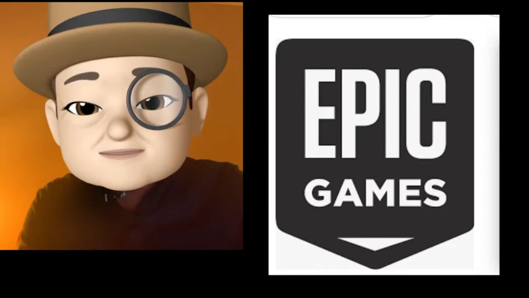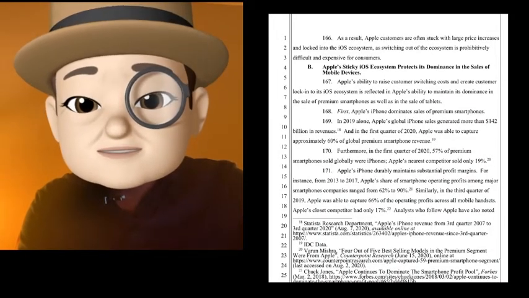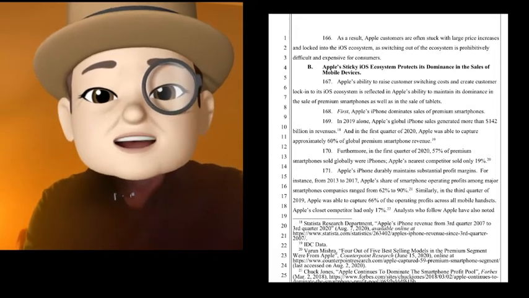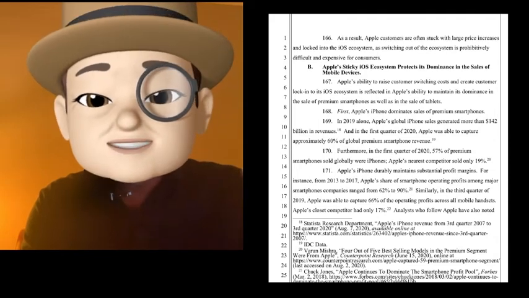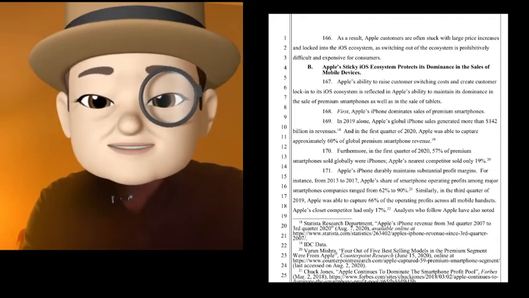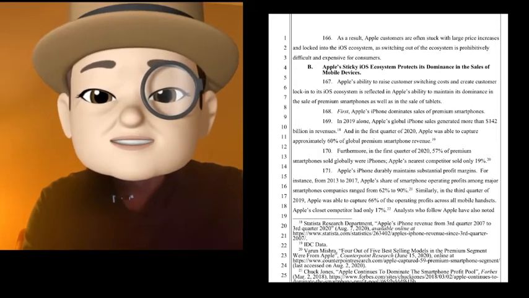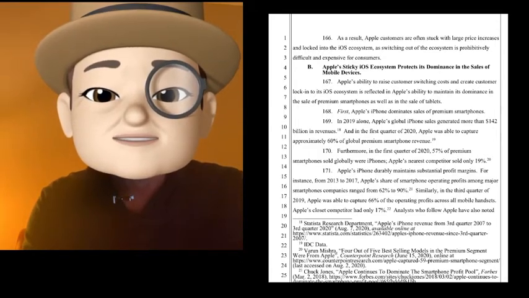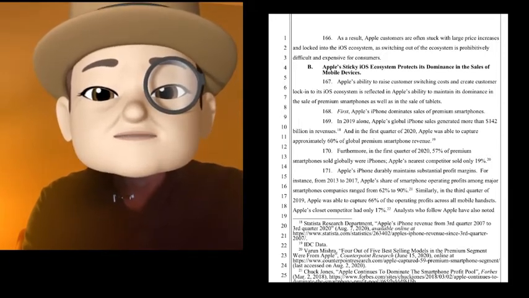Let's look at B. The other complaint that they have here in section B for switching is they say Apple's sticky iOS ecosystem protects its dominance in the sales of mobile devices. This is kind of a rehash of the other one, but it says Apple's ability to raise customer switching costs and create customer lock-in to its iOS ecosystem is reflected in Apple's ability to maintain its dominance in the sale of premium smartphones as well as in the sale of tablets.